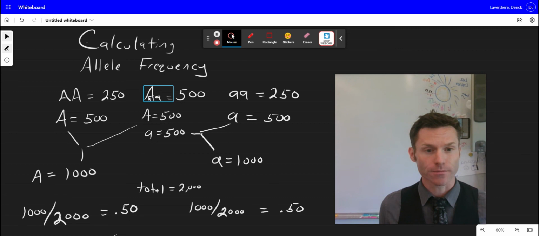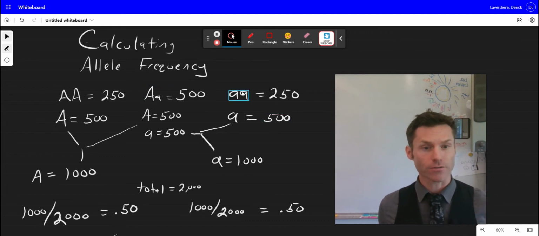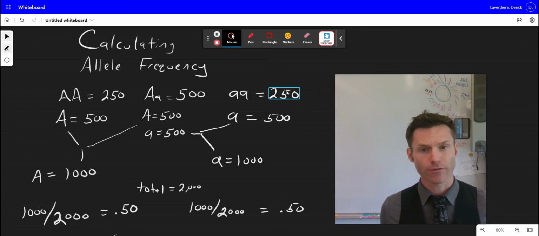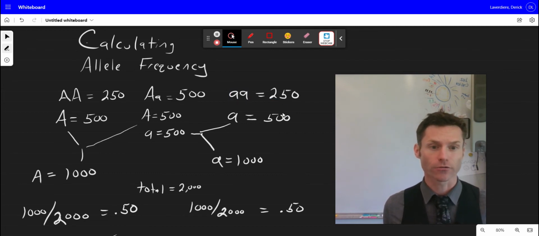My heterozygous organisms are contributing 1 big A and 1 little a. So if I have 500 heterozygous organisms, with 1 big A each, that's 500 big A's, 500 times 1. They're also contributing the 1 little a, so that's 500 little a's coming from my heterozygous organisms. My homozygous recessive organisms are each contributing 2 little a's. So if I have 250 of those, that's 250 times 2 again. We have 500 little a's.